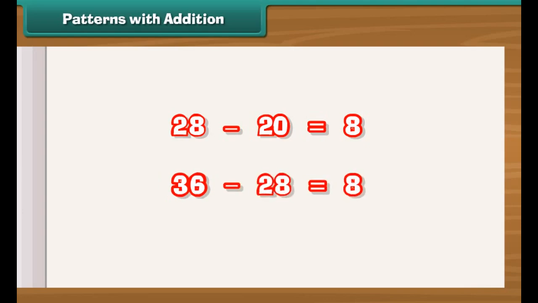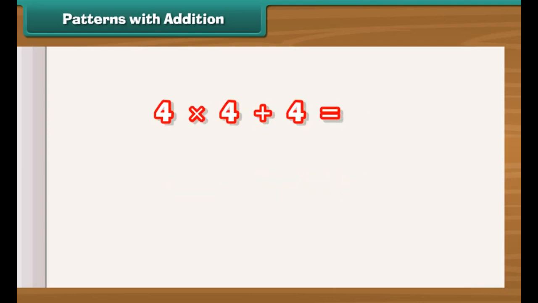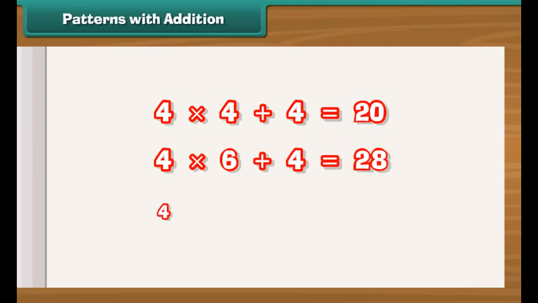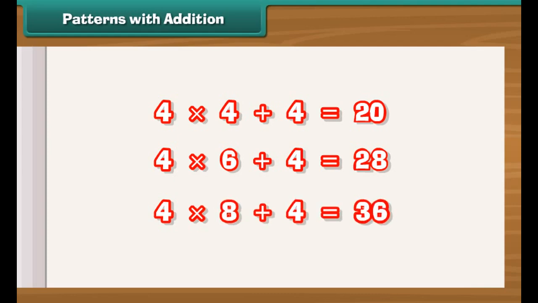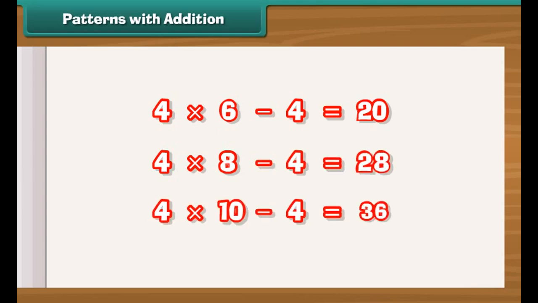There is another interesting fact. Each sum is 4 more than 4 times the second term. 4 into 4 plus 4 is 20. 4 into 6 plus 4 is 28. 4 into 8 plus 4 is 36. There is one more interesting fact. Each sum is 4 less than 4 times the third term. 4 into 6 minus 4 is 20. 4 into 8 minus 4 is 28. 4 into 10 minus 4 is 36.